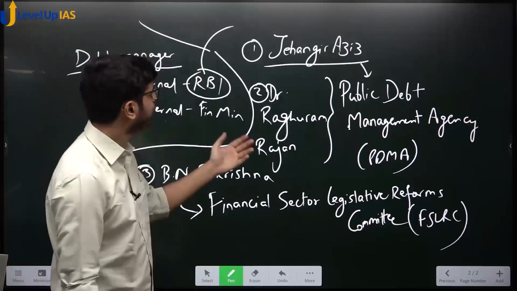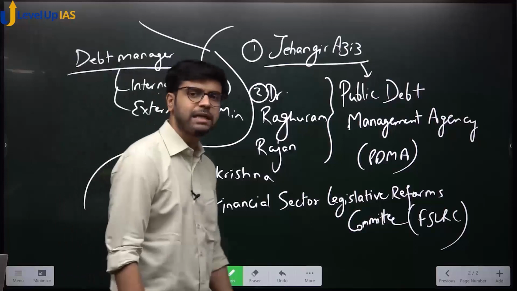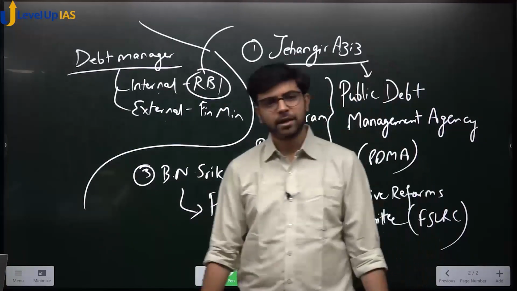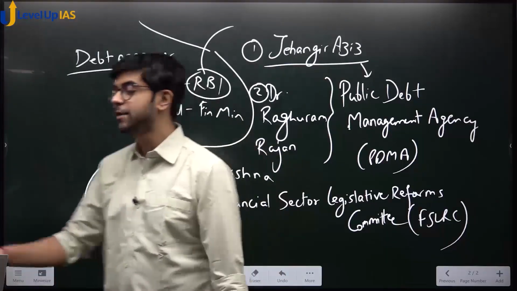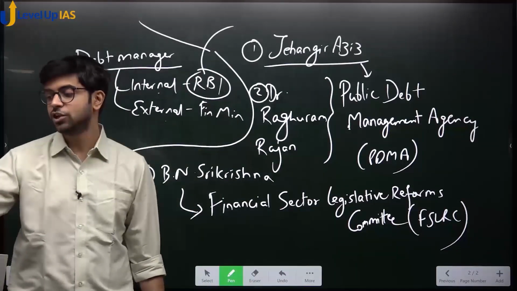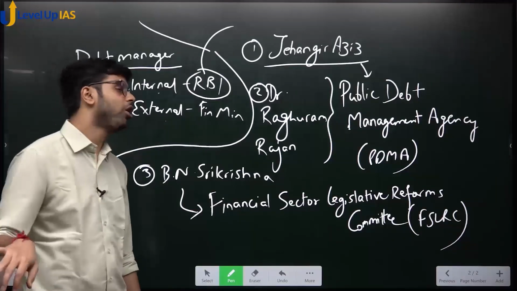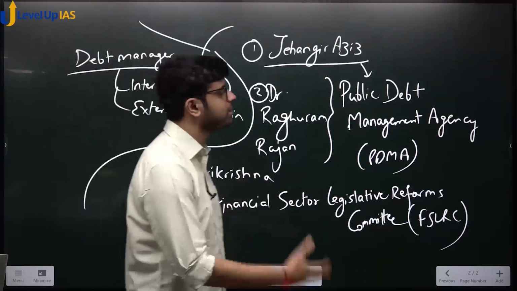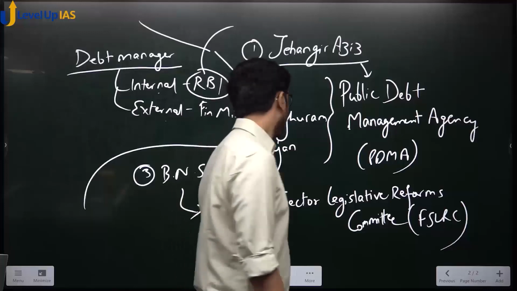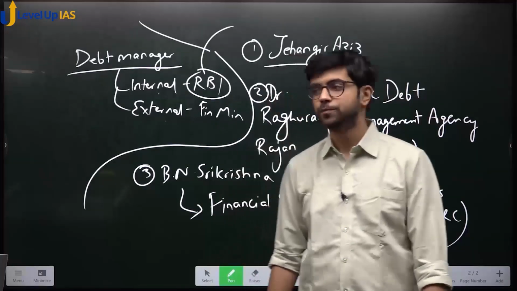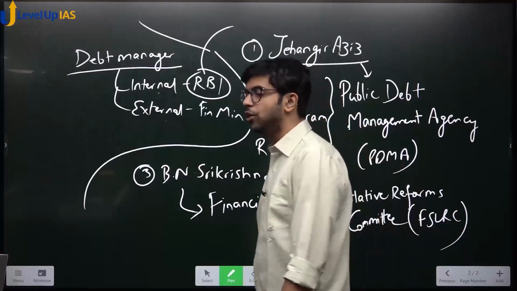Samjha? So these are the pros and cons of the Public Debt Management Agency or setting up of the Public Debt Management Agency. Simple, very easy. So RBI is a debt manager of the government. RBI is an agent of the government. It is also not that easy, and the picture is not rosy, right? One important disadvantage I am going to tell you. What did I tell you?